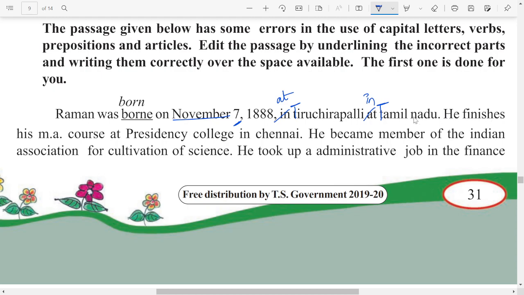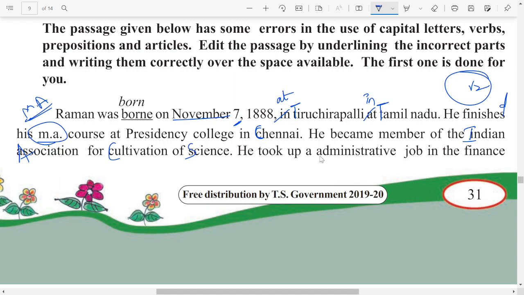Next, he finishes his MA or he finished. That is finished because we are referring to past information here. Finished his MA. When you are writing the abbreviations, make sure that you write the capital letters. It must be MA. MA course at Presidency College in Chennai. Okay, again Chennai, C capital. He became member of the Indian Association, I capital, Association, A capital, Cultivation, C capital, Science, S capital.